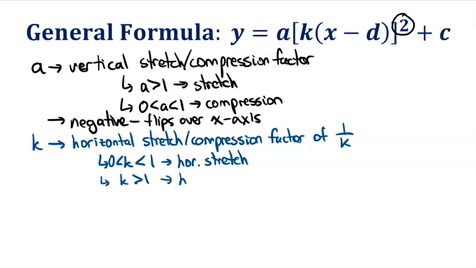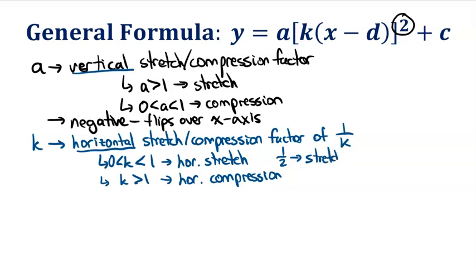If the k value is bigger than 1, then it's a horizontal compression. Now, before we look at the examples, I want to first point out the very clear distinction we need to make between vertical and horizontal. Make sure that you're applying the a value to the y coordinate and the k value to the x coordinate. Very important to remember. So now let's look at a couple of examples applying to the k value.